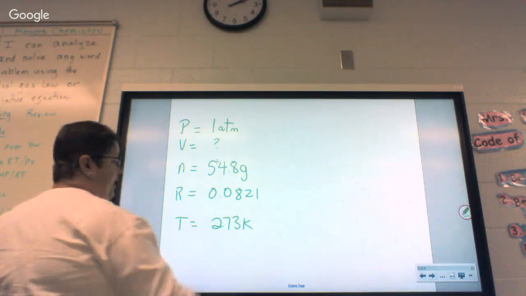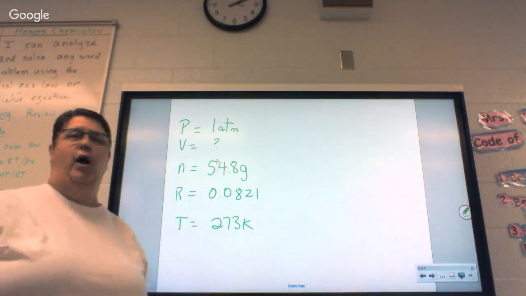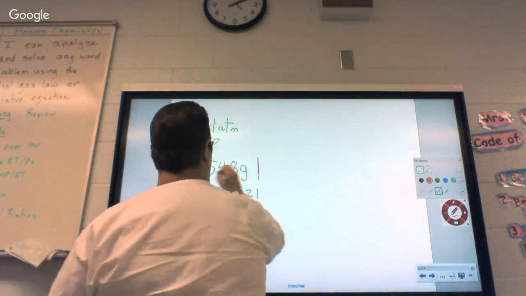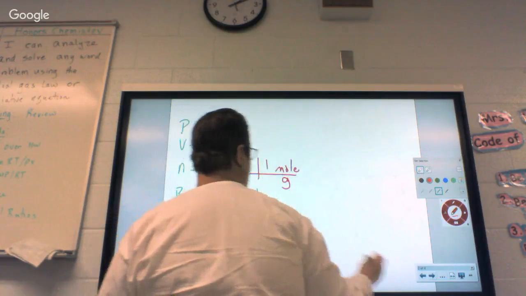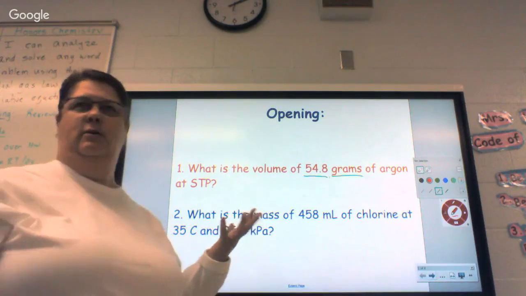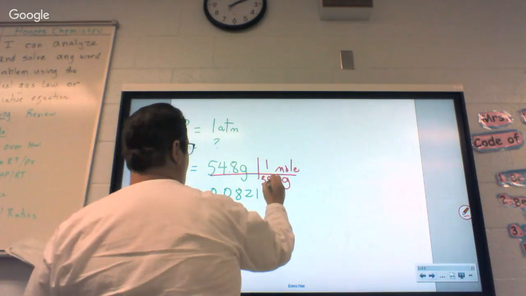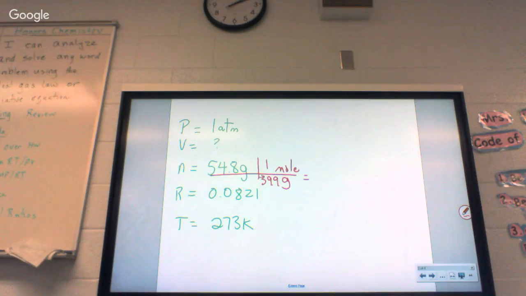Is everything in the right unit so we can just plug it in and chug out an answer? No. What's not in the right unit? We're going to change grams to what? Moles. Good, what number goes beside mole? And what compound or element did I give you? Argon. Argon's mass is 39.9. You could have rounded it to 40 and that would be fine. It wouldn't make a difference if you chose not to.